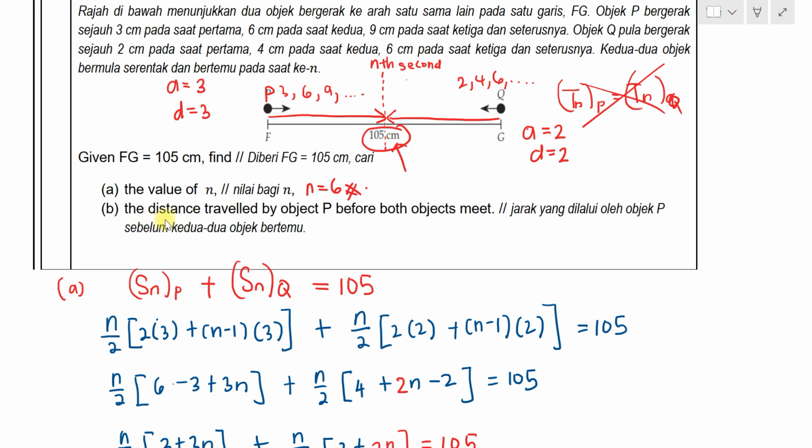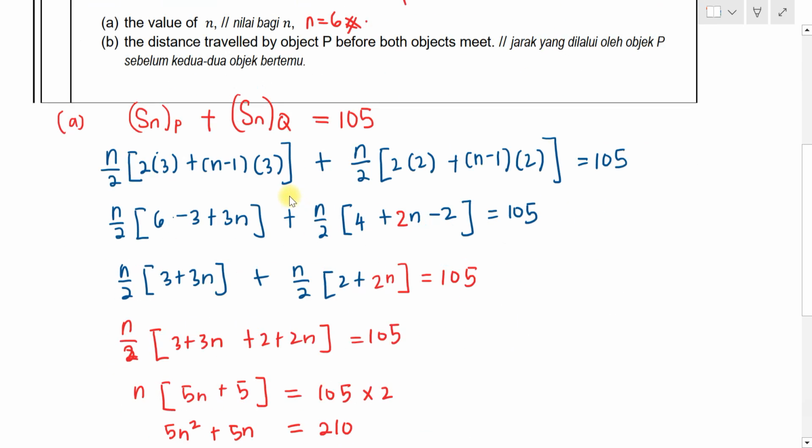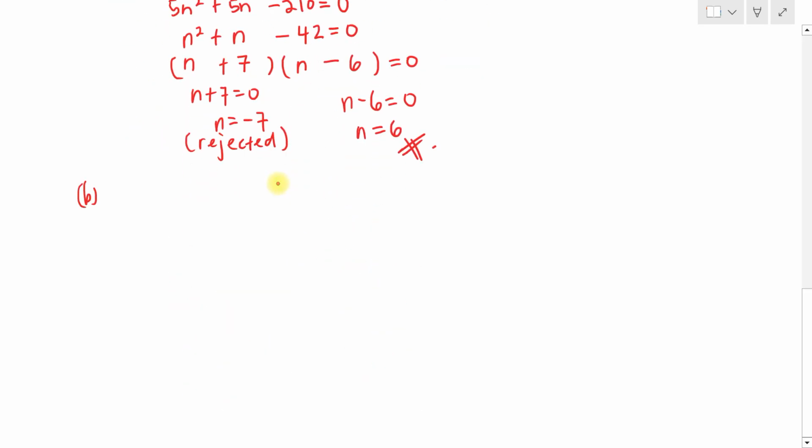Now they are asking question B: the distance traveled by the object before both objects meet. That is very simple. We want to calculate the sum of the first n terms, because at n only they are meeting. We know n is 6, so they are basically asking for S6 of P. Why do I choose 6? Because your n equals 6. Just before the meeting, how much distance is already covered? That means they are asking for the sum, definitely.